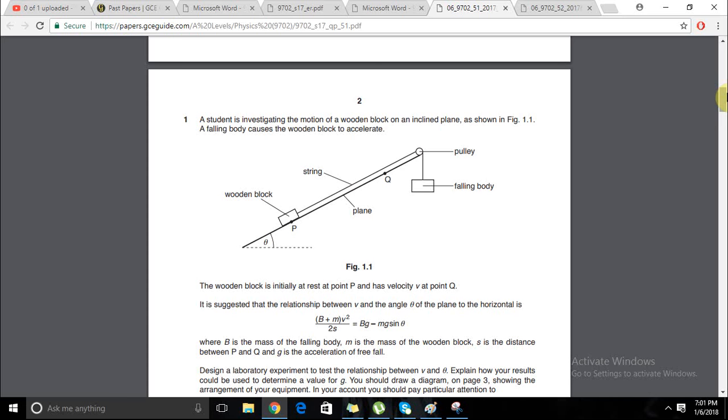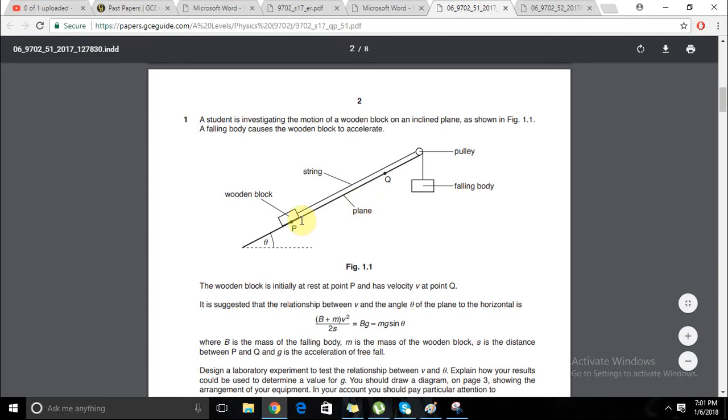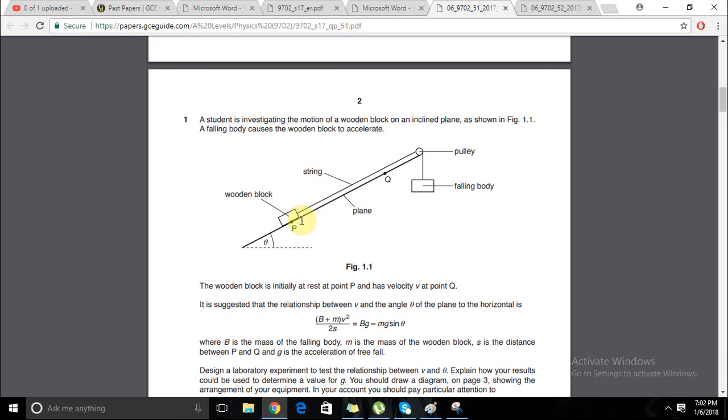So a student is investigating the motion of a wooden block on an inclined plane as shown in figure 1.1. Immediately we know what the question is about. We have this tilted, that is inclined plane, and we have a wooden block situated on said plane, and what we are doing is we are investigating the motion of the wooden block.